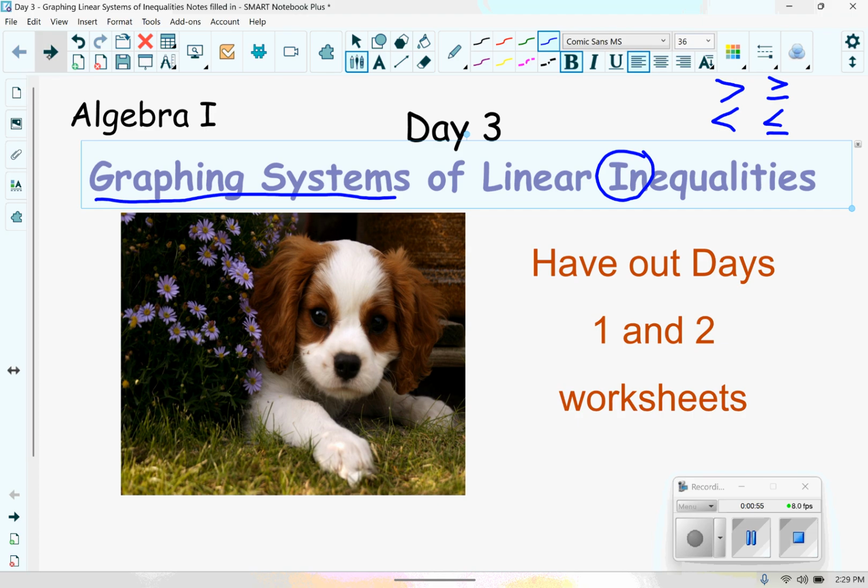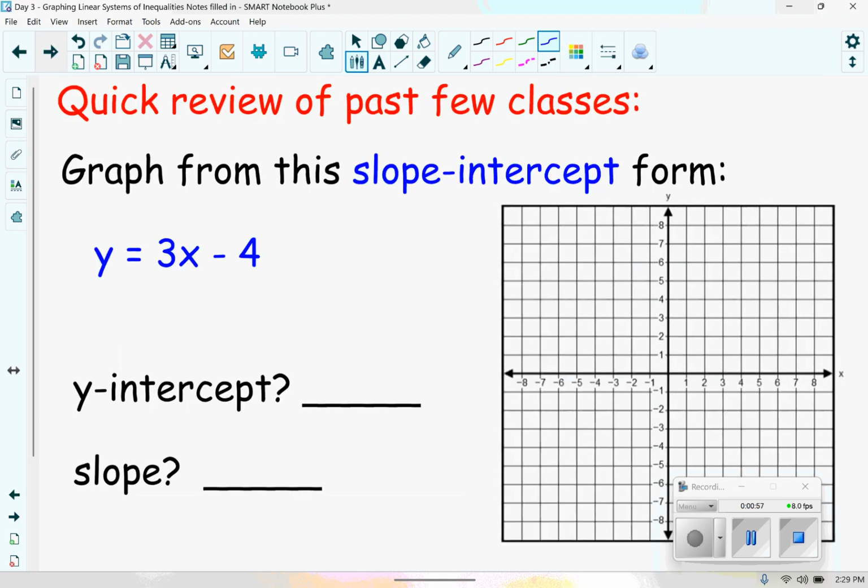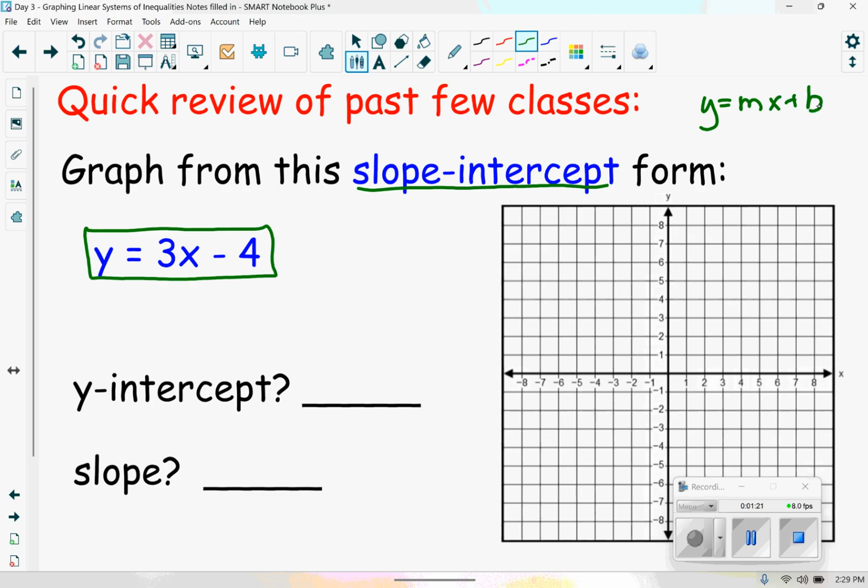Let me skip over these first couple of pages for checking. All right, so let's quickly review how we graphed by the different forms back in the linear unit. This one is your y equals mx plus b, right? That's the slope-intercept form. And when we did that one, remember this b is your y-intercept. And so my y-intercept is (0, -4).